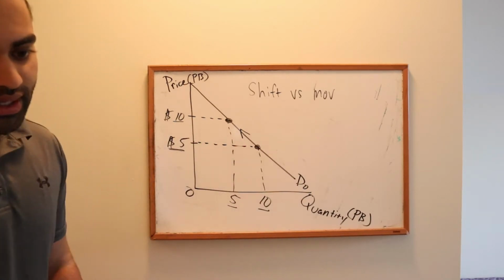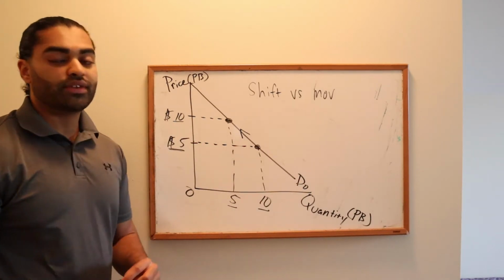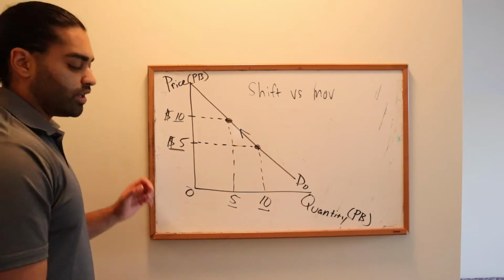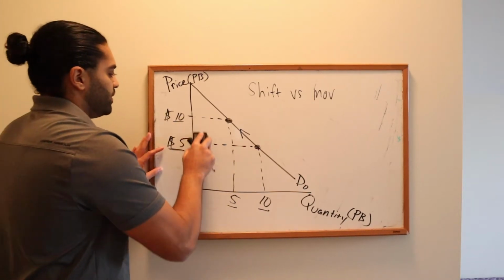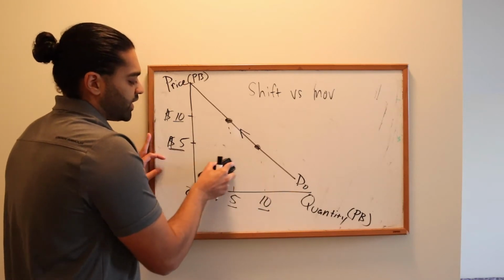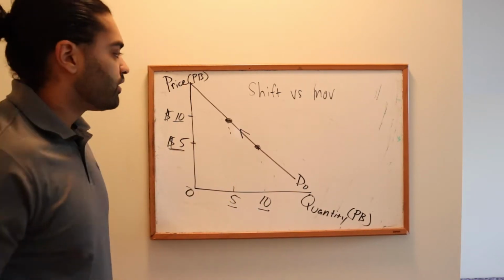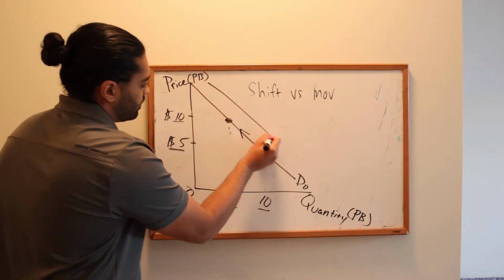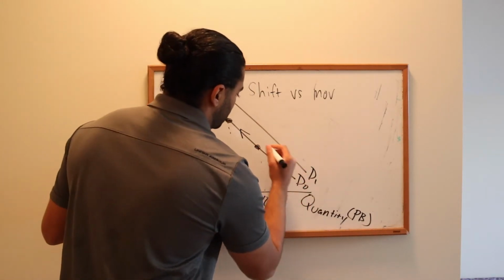The next thing we're going to talk about is the different shift factors. A shift is a complete parallel shift. An example of that would be if I were to say there's an increase in demand. An increase in demand would be a rightward shift.